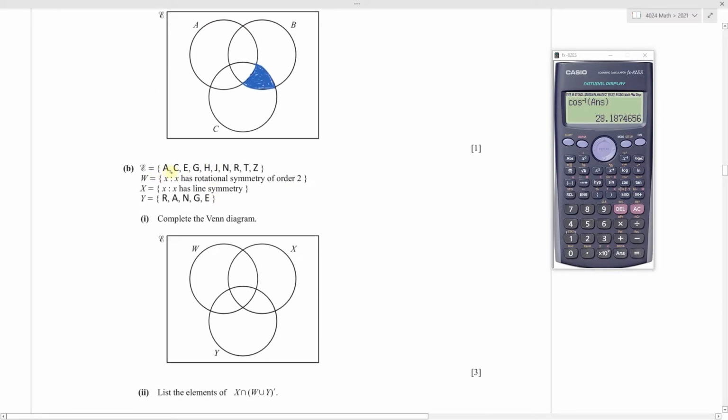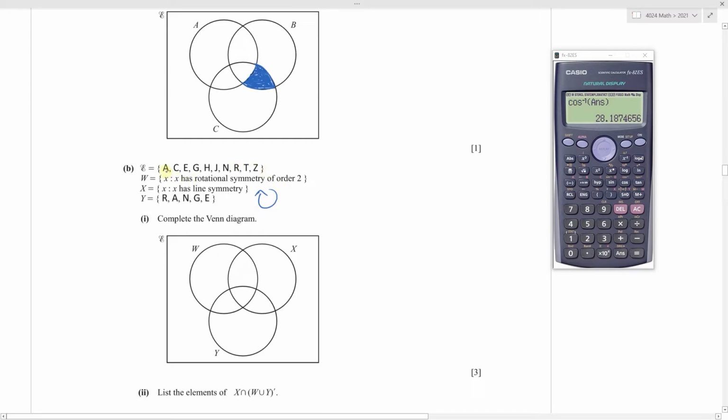Part B is you have a universal set which contains these letters. W is a set of letters which have rotational symmetry of order 2. Set X is a set with letters which have a line of symmetry, and Y consists of these letters. Complete the Venn diagram. So let's first see which letters are present in the set W. So W contains letters which have rotational symmetry of order 2.